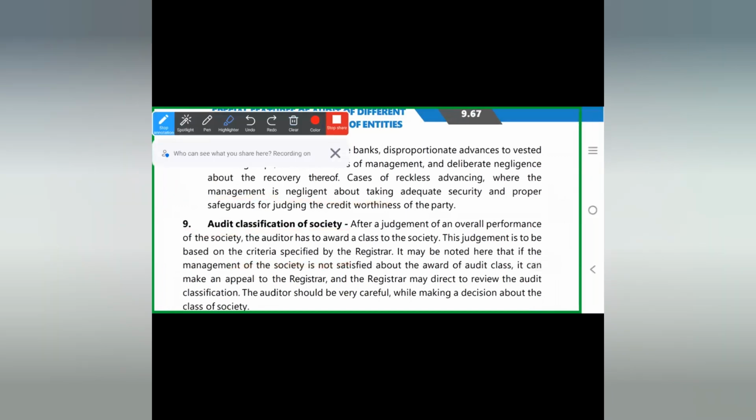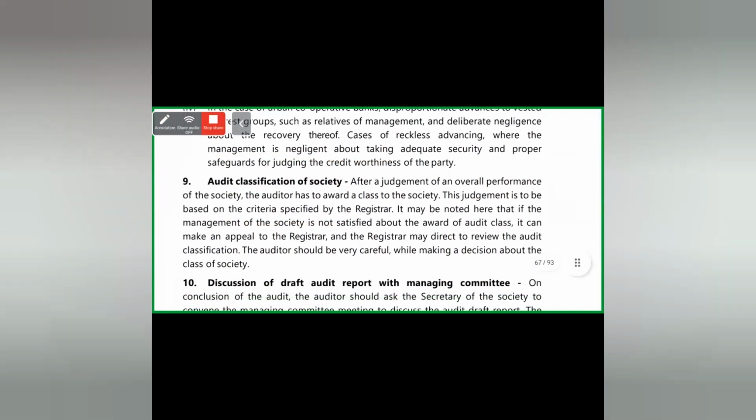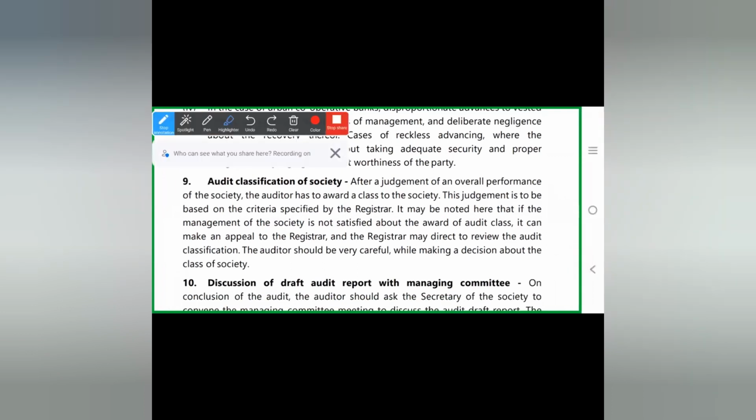Audit classification of society. Now, after a judgment of the overall performance, the auditor has to award a class to the society. This judgment is to be based on the criteria specified by the registrar. It may be noted here that if the management of the society is not satisfied about the award of class, it can make an appeal to the registrar. Hence, the auditor should be very careful while making a decision about the class of the society.